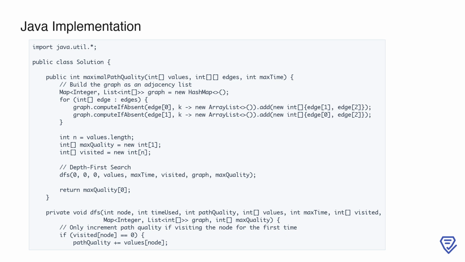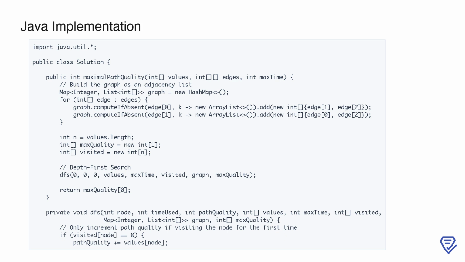First, we build the graph as an adjacency list using a hash map. Each node maps to a list of its neighbors, where each neighbor is represented as an array containing the destination node and the travel time. This structure allows efficient traversal of the graph.